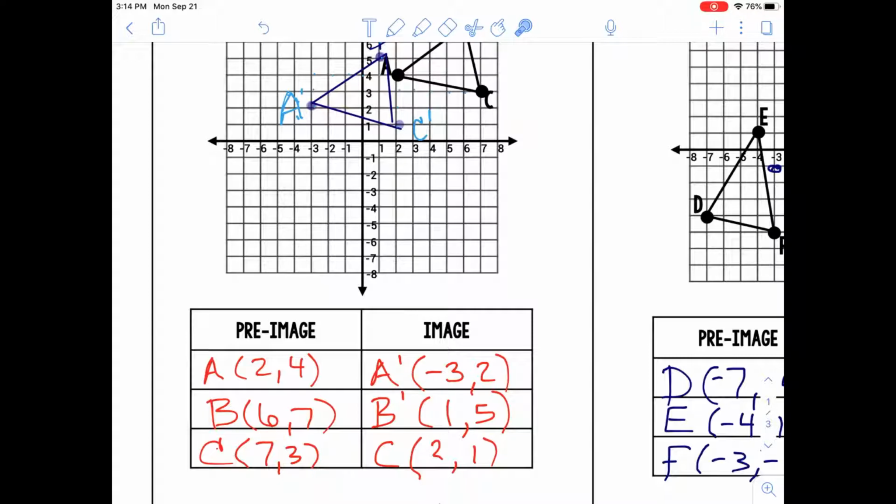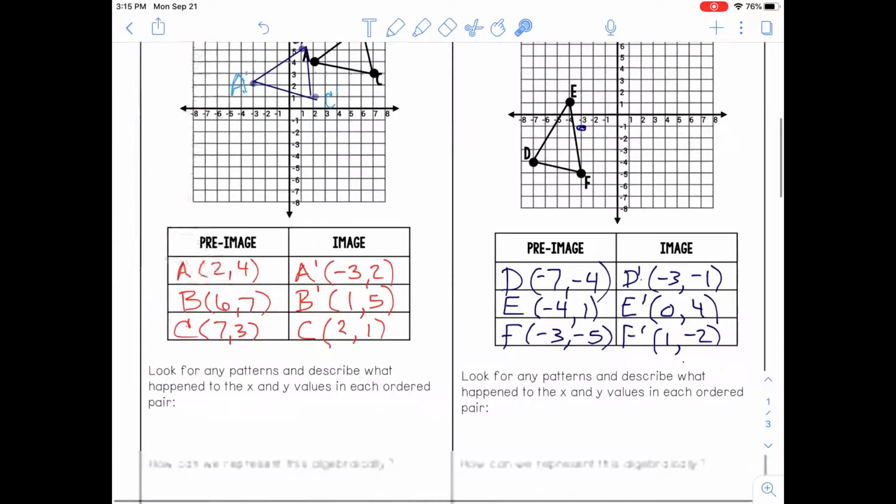6 minus 5 gives us 1. 7 minus 2 gives us 5. 7 minus 5 gives us 2. 3 minus 2 gives us 1. So you just have to be consistent, make sure you're getting the X with the X and the Y with the Y. We did another example here.